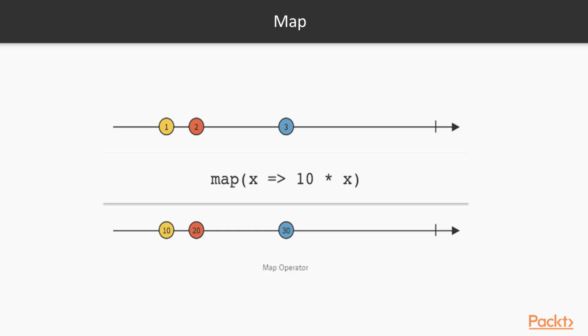In this example, we have a map operator which multiplies x by 10. So before multiplying we have values 1, 2 and 3. After applying the map operator, which is multiply by 10, our output result will be 10, 20 and 30.